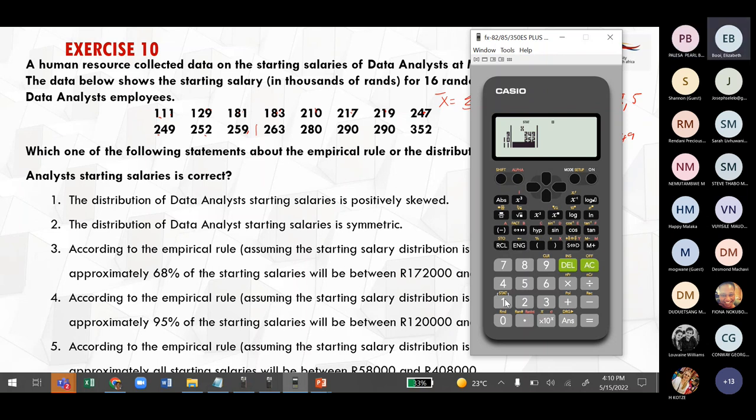233.25. Yeah, 233.25. Just give me a second. I want to capture all the values to the calculator as well, because we need to also calculate the standard deviation. 290, 352, should have 16 values, right?